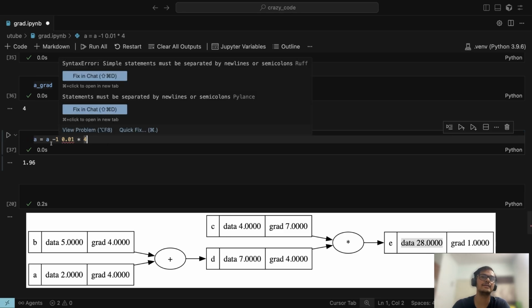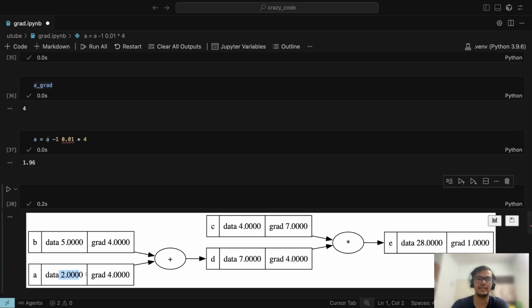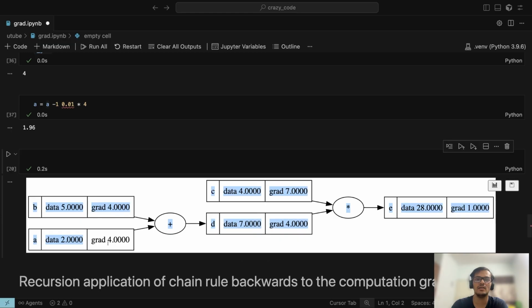What's happening here is that we have the value of a, right, as 2, and the gradient of a is 4. What does that mean? It's positively impacting the loss or the error. So when we increase the value from 2 to 5, for example, as the gradient is positive, we will be increasing the error, which we don't want.